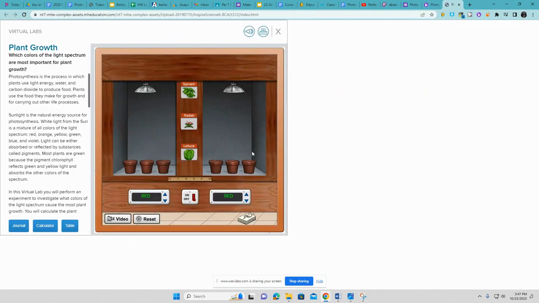So I go here. First thing I need to do is I got to put spinach seeds into the pots. Boom. Dink, dink, dink, dink, dink. All right, so now I got spinach.